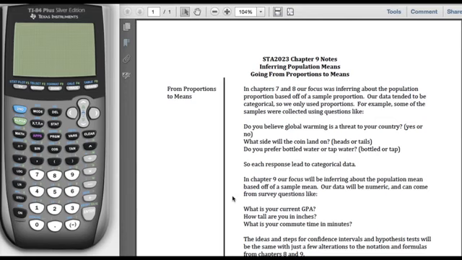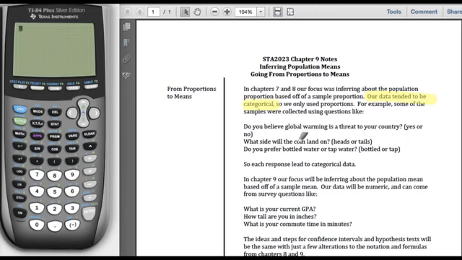Moving into our last chapter, we're going to begin to switch our focus from proportions to means. So in chapter 7 and 8, our entire goal was to infer about the population proportion based off of the sample proportion. And that was because our data tended to be categorical. When you have categorical data, you're going to use proportions.